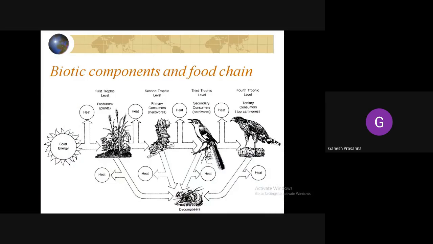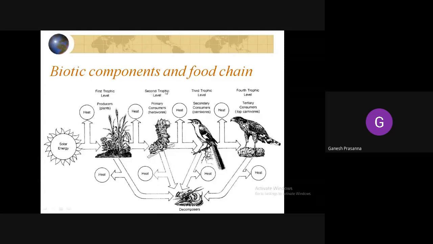Coming to the biotic components and the food chain, you can see solar energy, which is the main source of energy. It is being consumed by the plants, the producers. This is the first trophic level. A lot of energy is released in the form of heat into the atmosphere. The producers are being consumed by the primary consumers, that is herbivores.